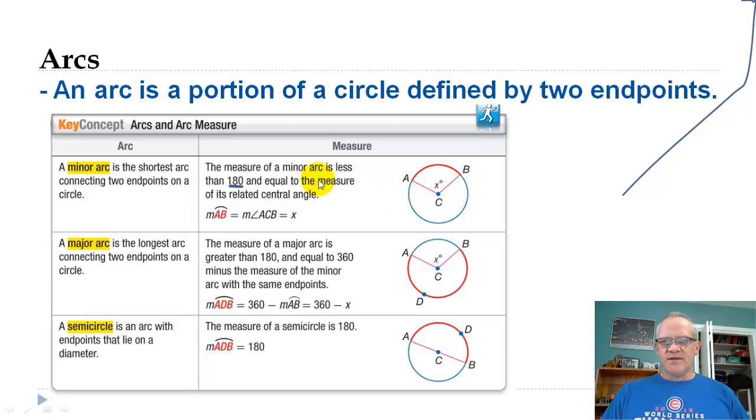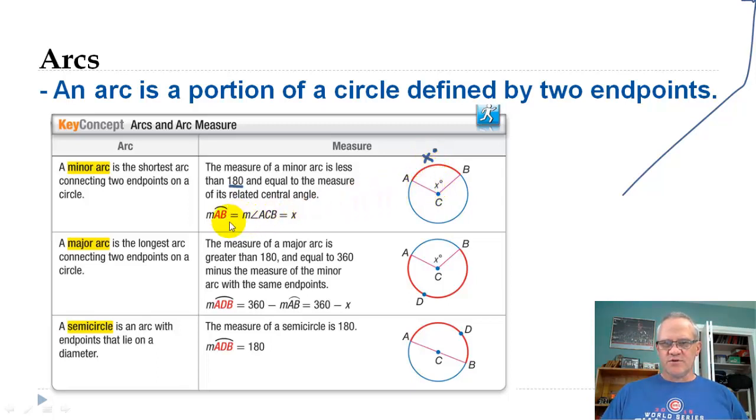Okay, and now the other thing to keep in mind here is, in this situation, if the central angle is x degrees, then the arc AB would also be x degrees. So the central angle and the measurement of the arc are the same number of degrees.